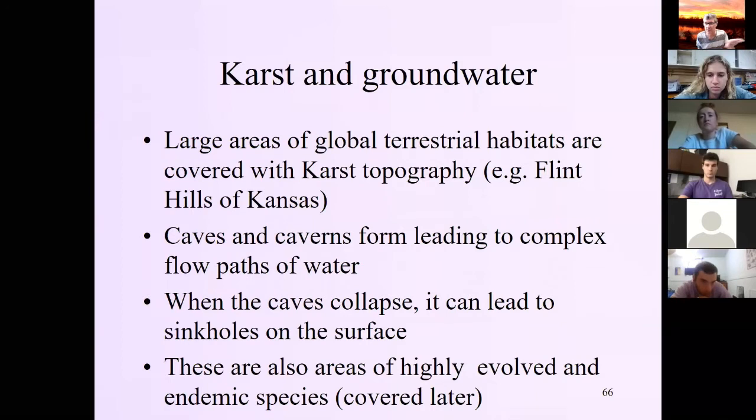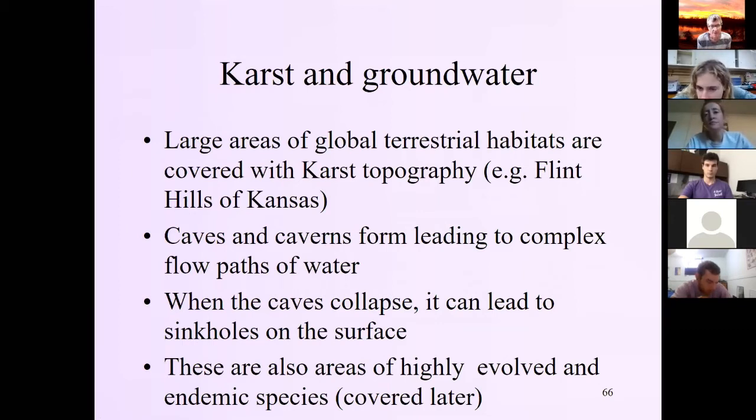That's why we've got springs all over the Flint Hills, because they're popping out from those areas of limestone where it can flow through, but it gets stuck on the shale. These lead to really complex flow paths of water, and groundwater hydrology is really difficult in this part of the world because of that. Sometimes those caves collapse and it can lead to sinkholes on the surface. And we'll talk about how these are also areas where we can have highly evolved and endemic species.